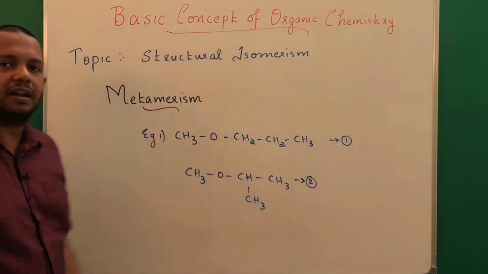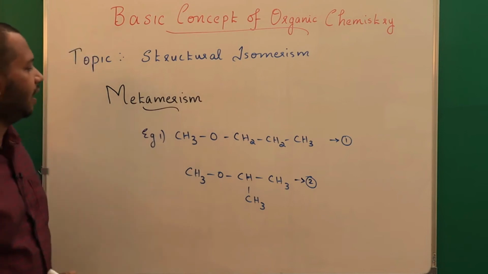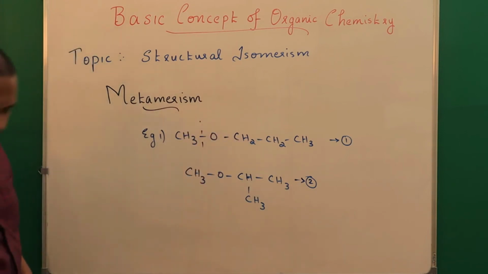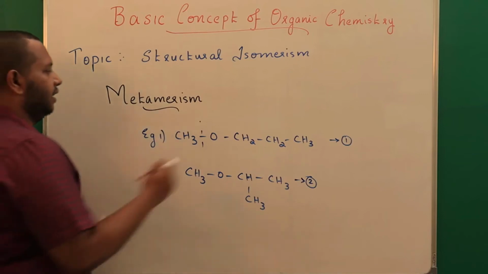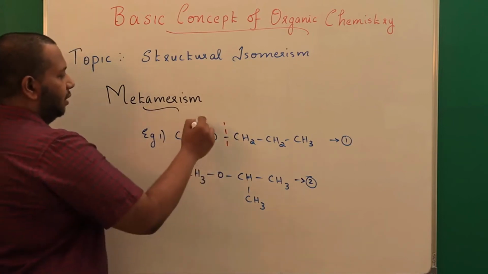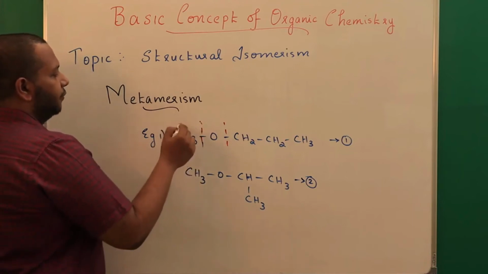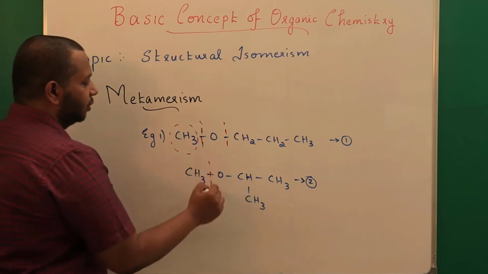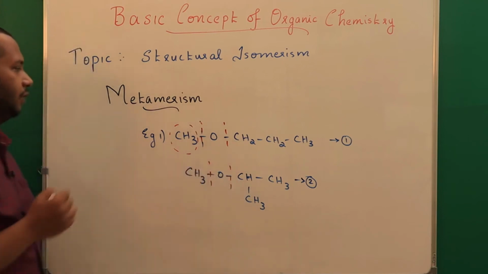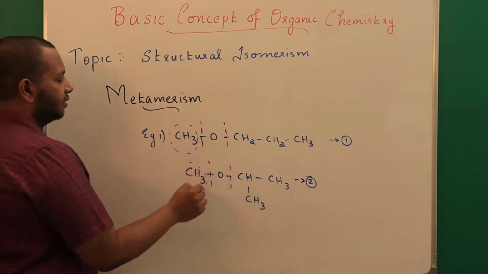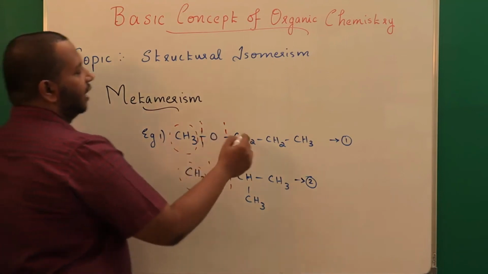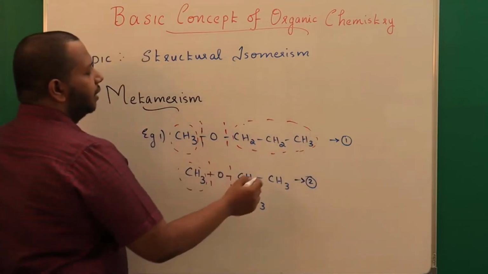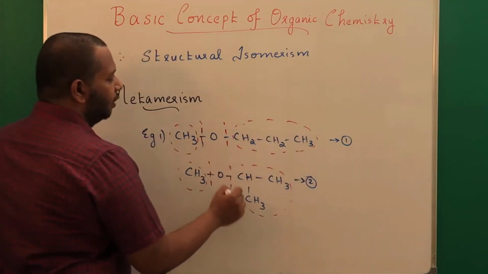The first thing to check here is whether a polyvalent functional group is present. Yes, it is present here, correct? Here also. To the left side of that, an alkyl group CH3 is connected. The next one also has a polyvalent functional group, with a CH3 group on the left side. But on the right-hand side you have a propyl group, 3 carbon propyl, while here an isopropyl group is connected.